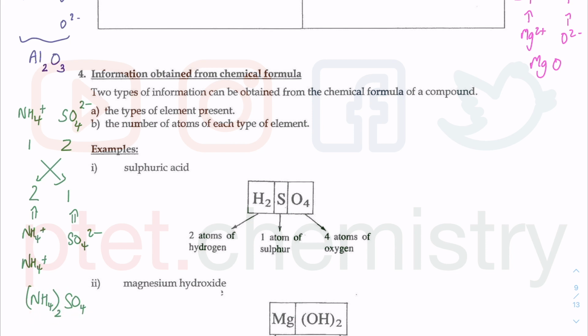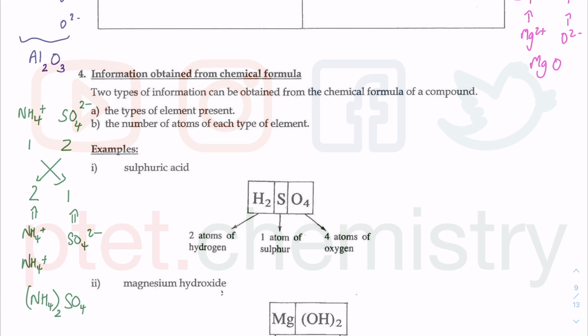The ammonium ion is NH4 plus, the sulfate ion is SO4 2 minus. I need 2 of the plus 1; plus 1 and plus 1 give you plus 2, and 1 of the minus 2 gives me minus 2. The total charge, plus 2 plus minus 2, will give you 0 charge. A compound is uncharged, even when it's an ionic compound or a covalent compound. Compound has no charge, ions have charge.